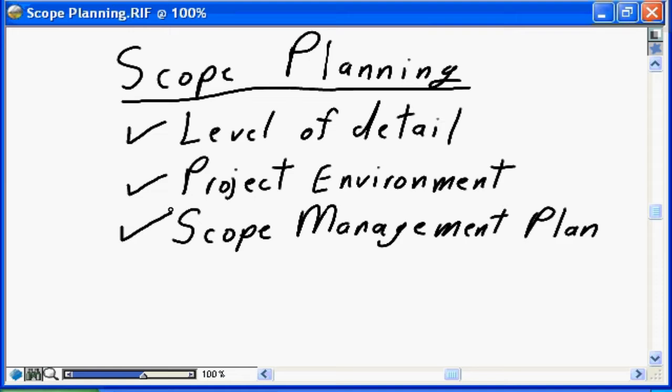So again, you need to apply a great degree of control and discipline in producing your scope plan to ensure that you're defining and managing the scope at the appropriate level of detail commensurate with the project's size, the project's importance, and the overall project's complexity.